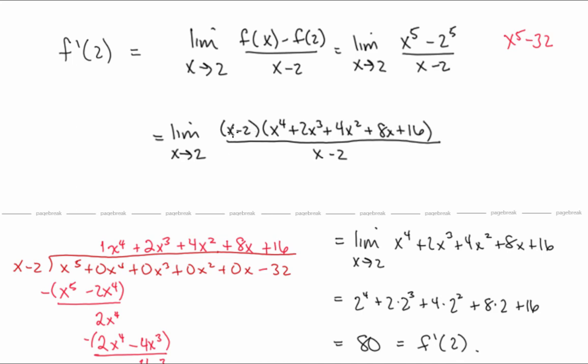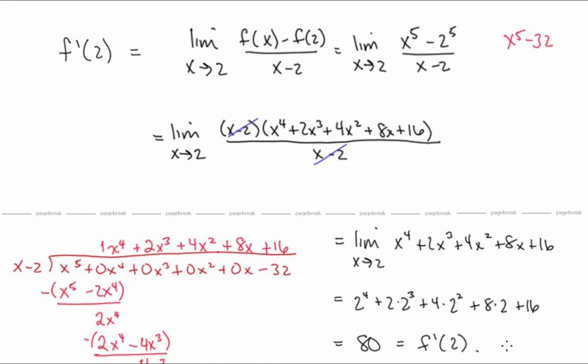And now that we have this factoring, we can cancel our x minus 2 factors. So we're taking the limit as x goes to 2 of x to the fourth plus 2x to the third plus 4x squared plus 8x plus 16. And so we can just plug in x equals 2, and that gives us 80. And so 80 is equal to f prime of 2.